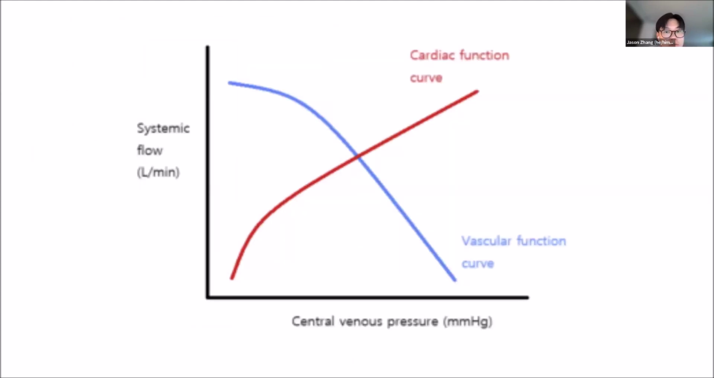Okay. Next, we'll talk about the cardiac function curve. So this is the set point, or where the heart operates. And this is the balance between systemic flow and the central venous pressure. So there are things that can shift the cardiac function curve as well as shift the vascular function curve. And these are some good things to know.